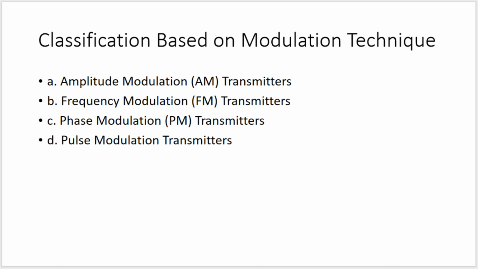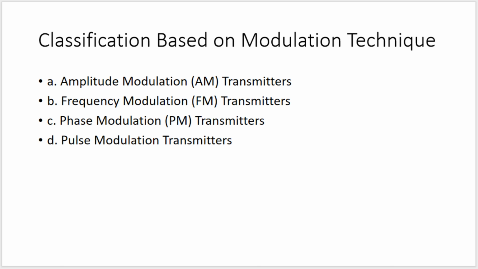So point B, frequency modulation transmitter. The function is to modulate the frequency of the carrier wave to encode the signal. And the application is used for FM radio broadcasting, two-way radio. FM transmitter uses the frequency modulating technique for modulating the carrier wave. That transmitter can be used for radio broadcasting in VHF and UHF range.